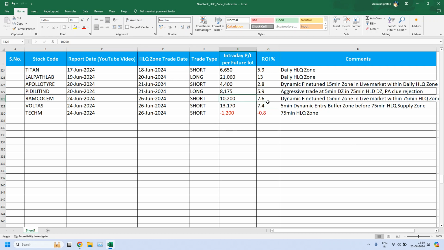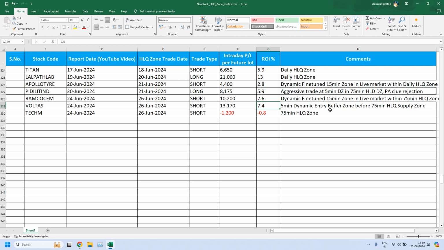13,170 rupees profit, which is 7.4% ROI. Here profit is less, ROI is more because the margin cost is less for RAMCOCEM compared to VOLTAS. But anyway, VOLTAS has given 7.4% ROI as per one futures margin cost. Both the trades gave very good, excellent results, because our average intraday ROI is 6% for high liquidity zones. So they gave more than 1.5% average from both these trades.